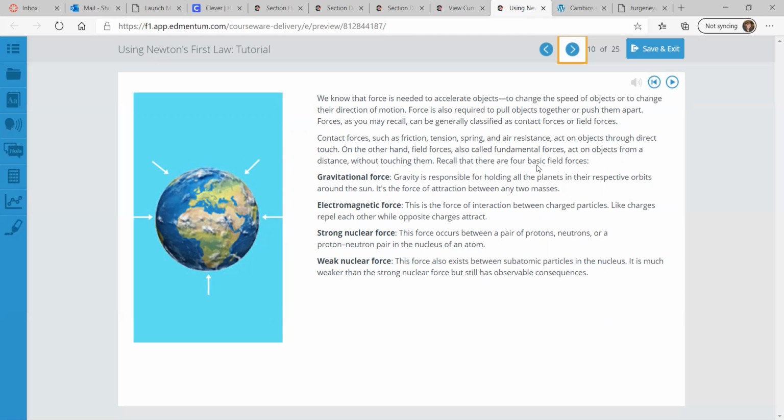at the nucleus of an atom, there's a strong and weak nuclear force. And the weak nuclear force exists between subatomic particles in the nucleus. It's much weaker than the strong nuclear force, which is why it's called the weak nuclear force. And even though it's weaker than the strong nuclear force, we can still see how it affects atoms and how it keeps the nucleus together.